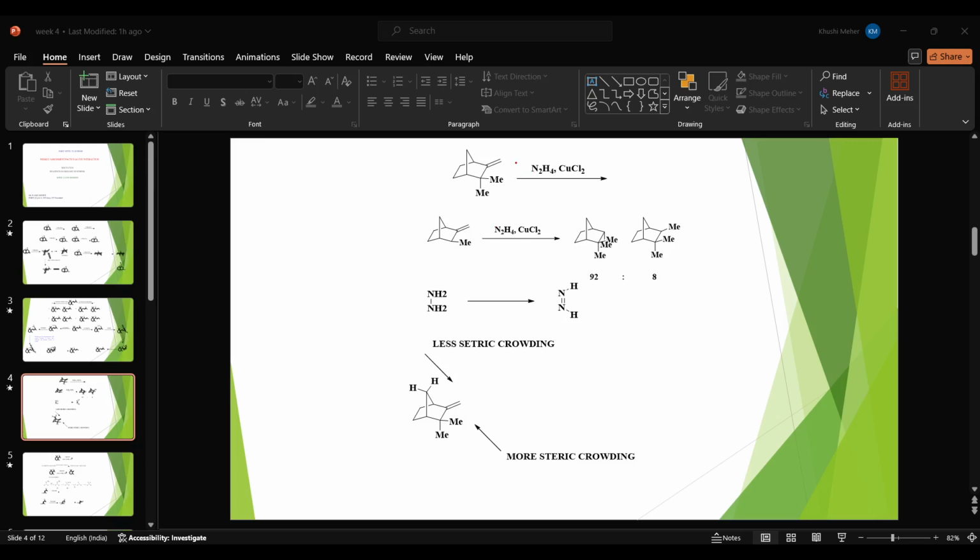Look, the attack will happen from the above side. But how will it happen? How will this CBS catalyst control the stereochemistry? The most important thing is how CBS catalysis controls it. Because this one is our reducing agent, and it will bind to the nitrogen of the CBS catalyst. It will coordinate to our nitrogen.